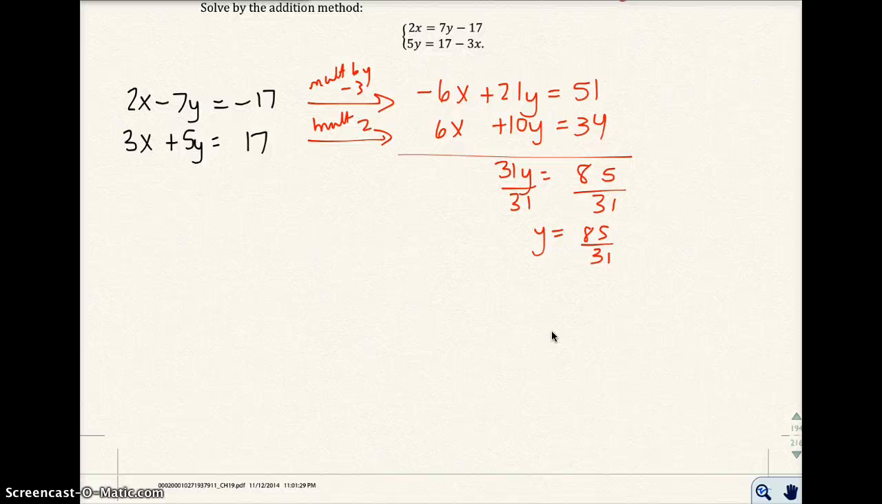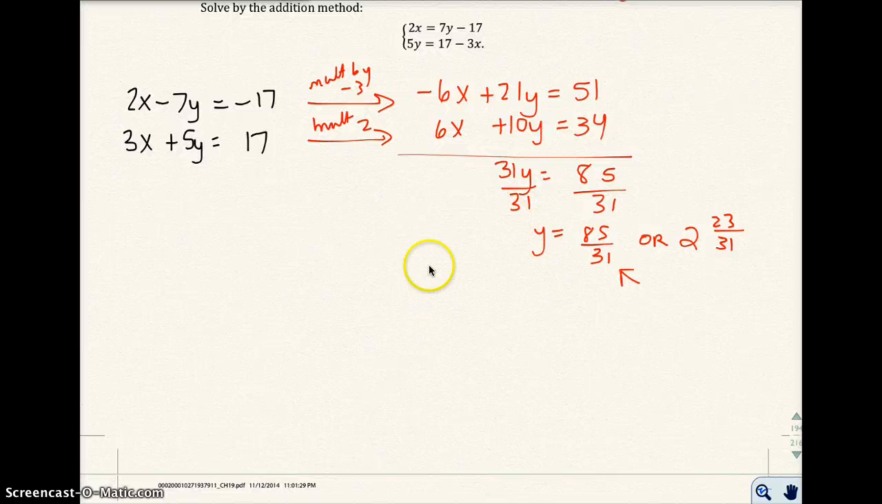Some people like to change it to a mixed number. I don't think my math app likes that. I'm just kind of curious what that is. That's about 2 and 23 over 31. I'll use my ABC button. I hit 85, ABC 31, and it'll change it to a mixed fraction for me. But again, my math app probably wants this right here.